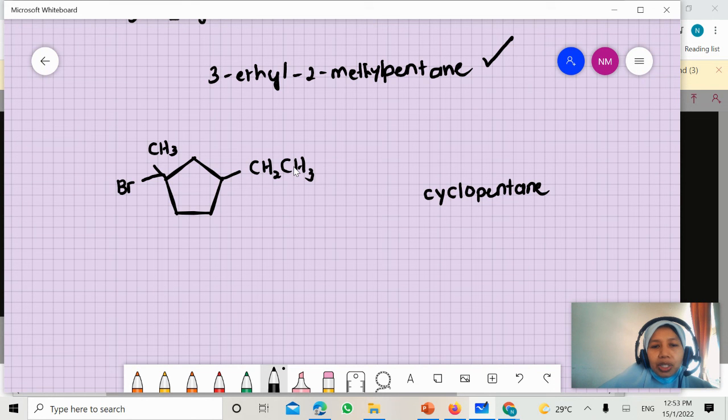If the chain here is 6, this is going to be the parent chain. Sebab dia menang. So it's not that, oh, if it's cyclic, it becomes the parent chain. No. Dia bukan macam tu. You look at the number of carbon. Alright, so it's cyclopentane now. Done. This is our parent chain.